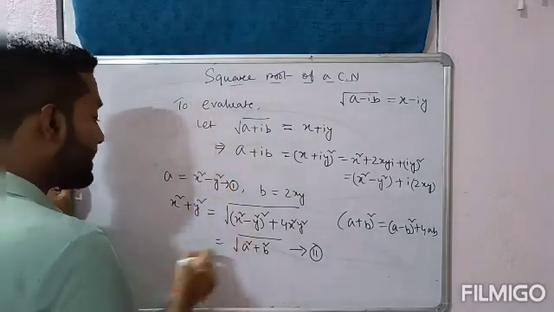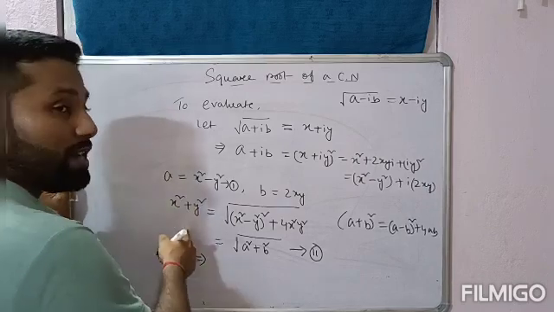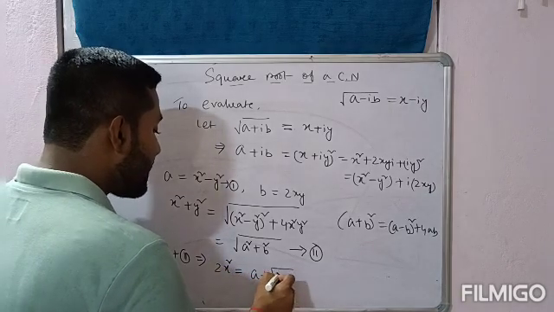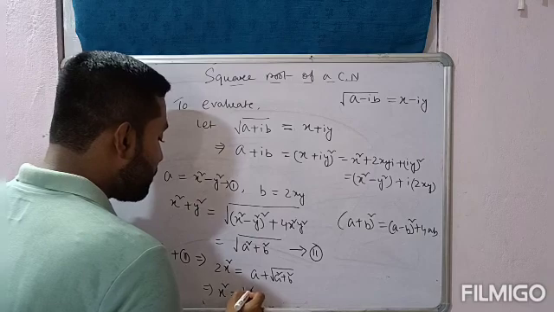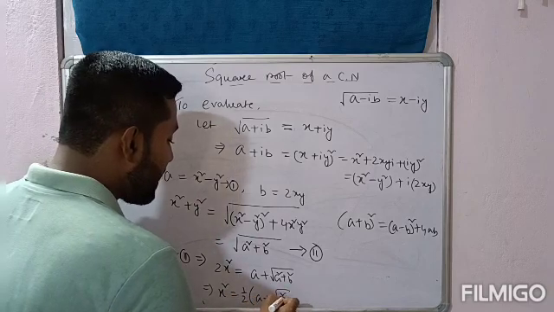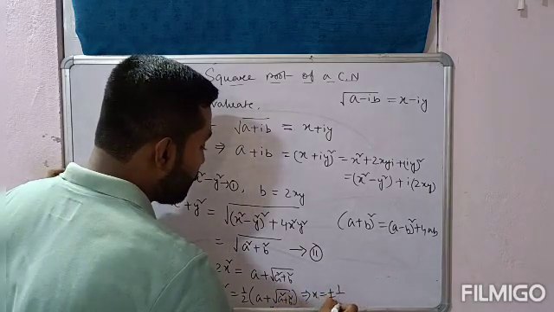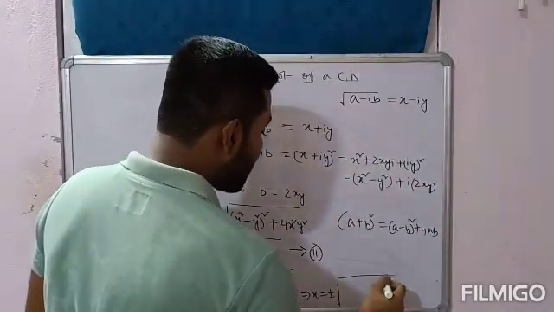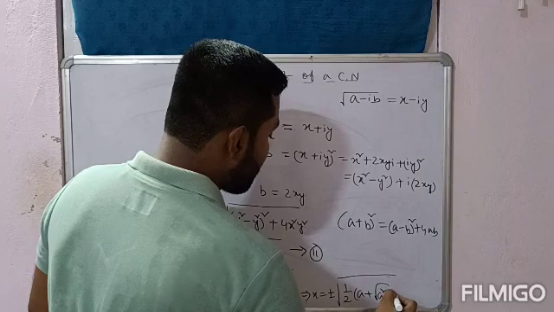So this is equation number 2, this is equation 1. Now if I add 1 and 2, y square will be cancelled. So 2x square is equal to a plus root over a square plus b square. That is x square is equal to 1 by 2 into a plus root over a square plus b square, and x is equal to plus minus of 1 by root 2. Or we can do one more thing: put everything inside the root together. So plus minus of 1 by 2 into a plus under root a square plus b square. Okay. So this is the value of x.